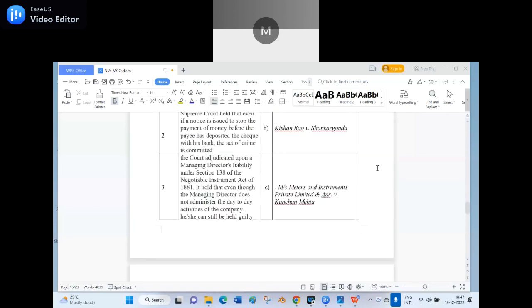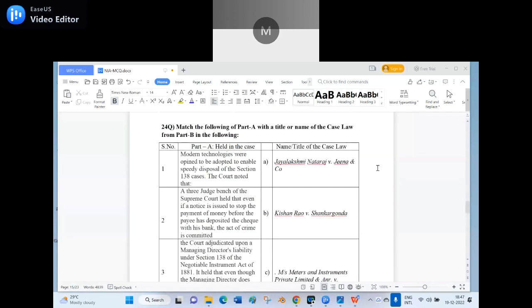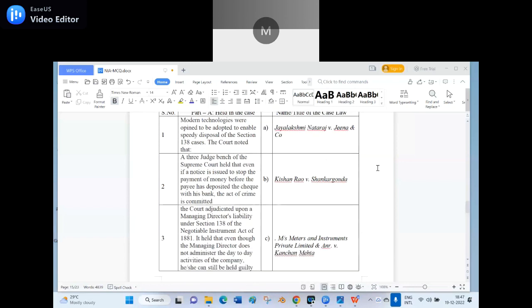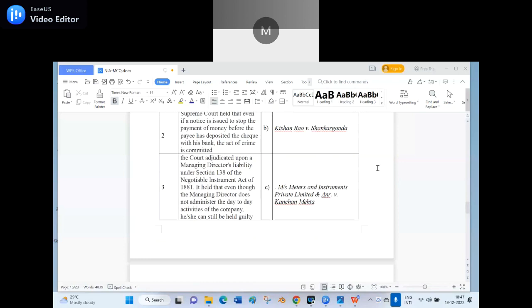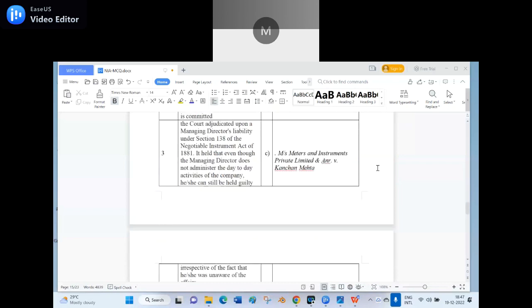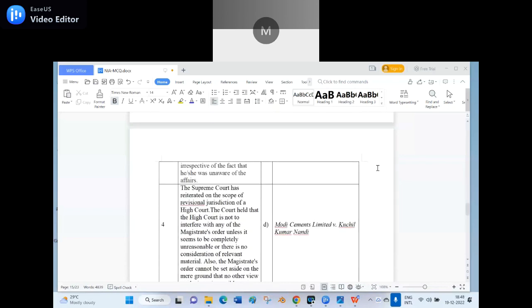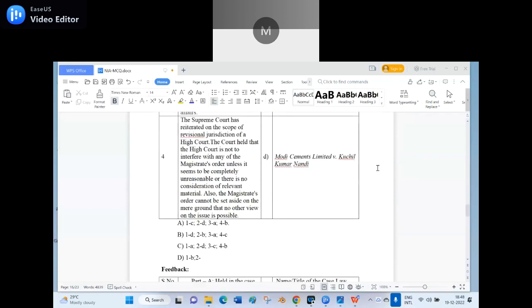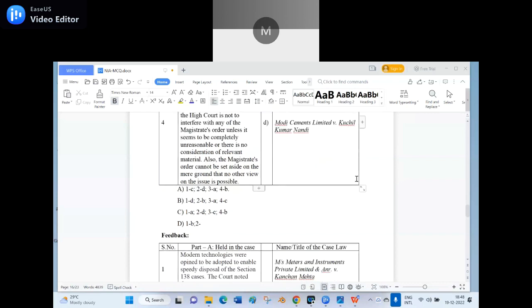Then the cases in part B: A, Jayalakshmi Nataraj versus Gina and Company, and Kishan Rao versus Shankar Gowda. C, Meters and Instruments Private Limited and another versus Kanchan Mehta. D, Modi Cement Limited versus Kuchil Kumar Nandi. So the options here I have given: A, 1C, 2D, 3A, 4B; B, 1D, 2B, 3A, 4C; C, 1A, 2D, 3C, 4B; and D, of course, I could not write the total.